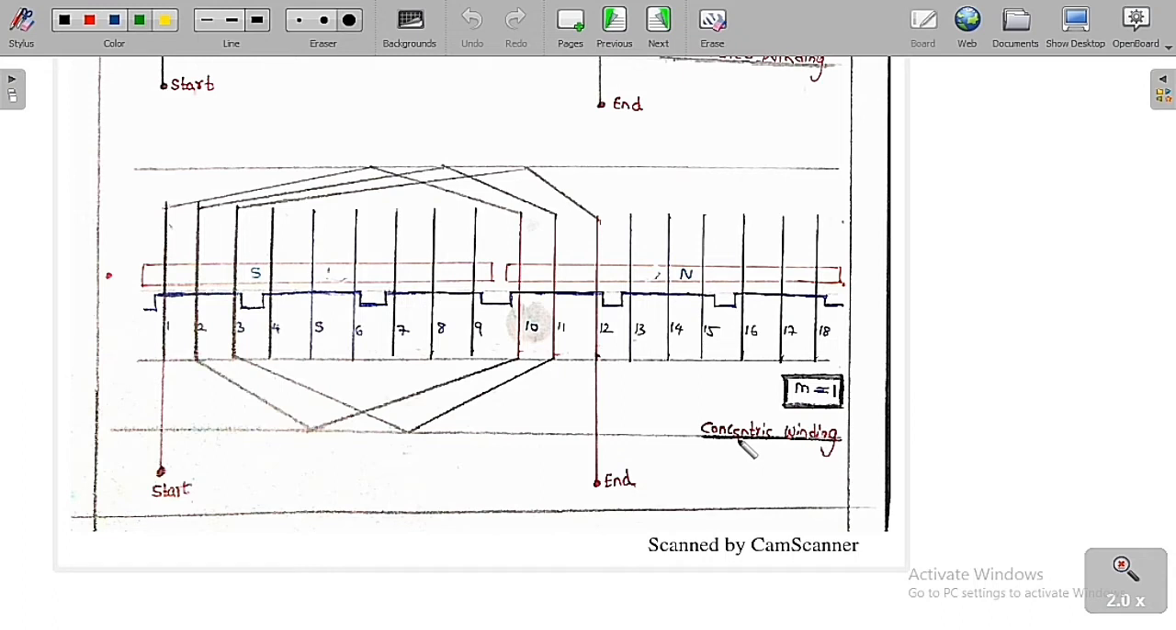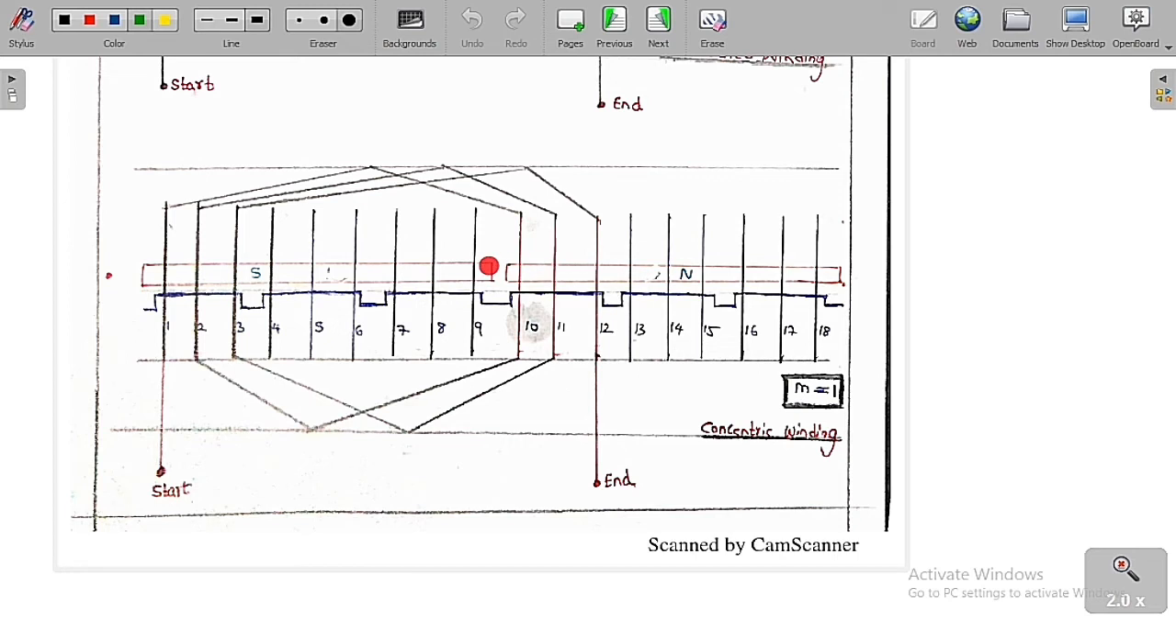If the three conductors are kept in one single slot, it is said to be a concentric winding. This is a very important point. If you collect all these coil sides, basically it is one coil. In this coil, these are called the coil sides. If you collect all these coil sides and keep them in one single slot, it is called the concentric winding.